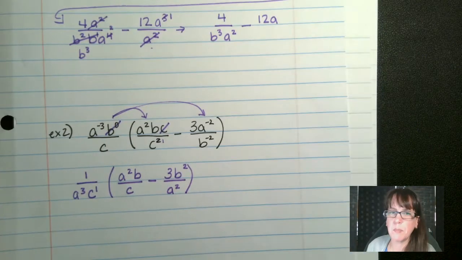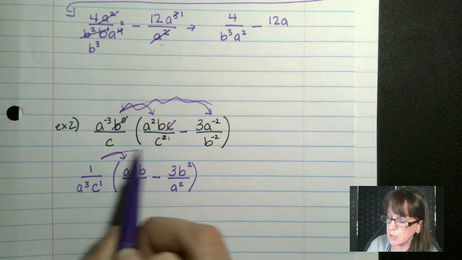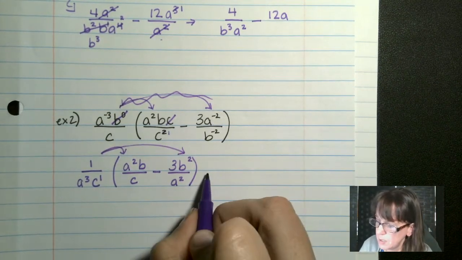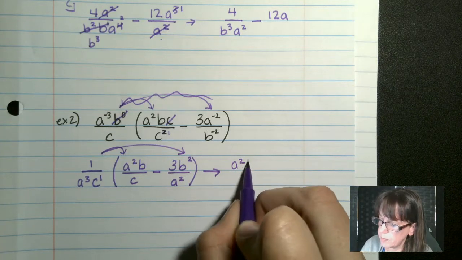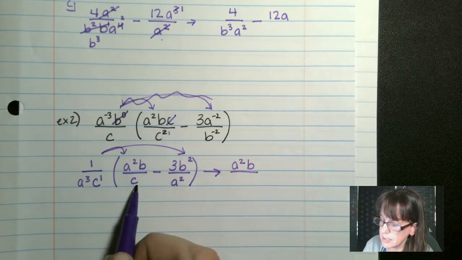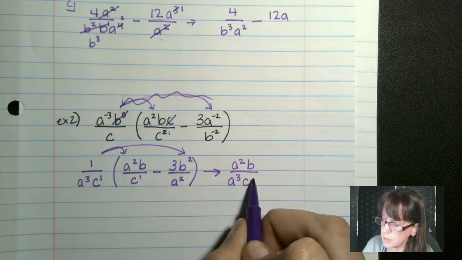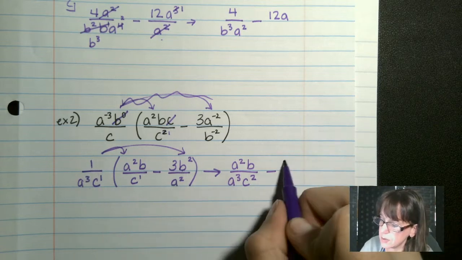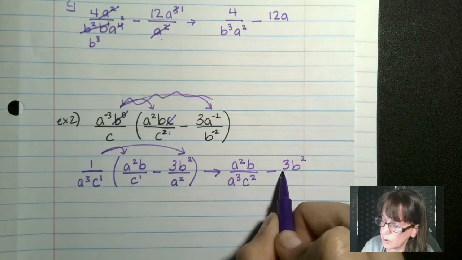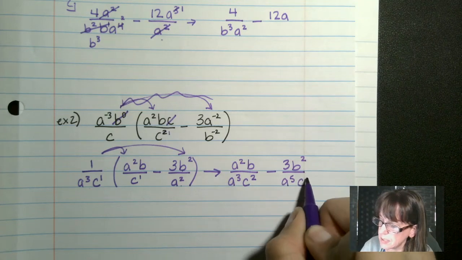Okay, now this looks a little bit better for us to distribute. So we didn't distribute up here, we're going to distribute here. We did some cleanup first. So this now becomes upstairs a squared b over, this times this would be a to the 3rd c, and this is a 1, so it's going to be c squared, minus upstairs 1 times this is 3b squared over, this times this is going to be a to the 5th, c to the 1.